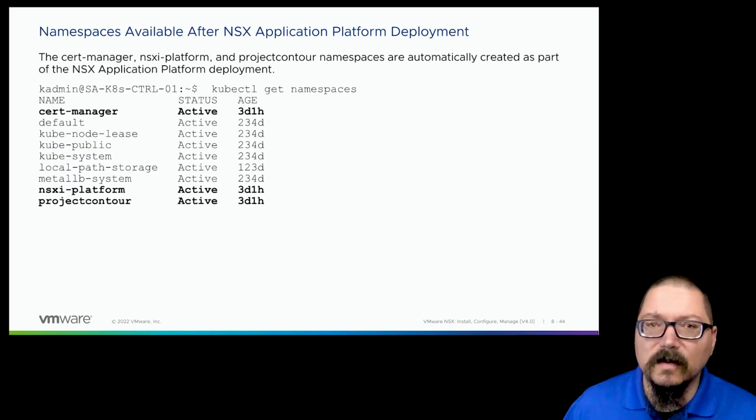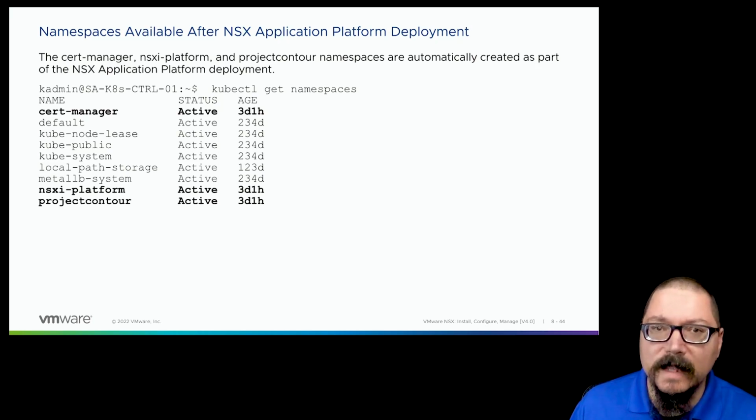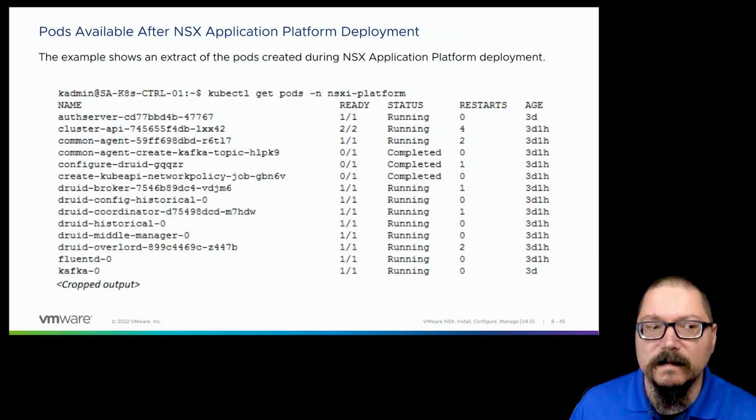And we're going to use those to do things like get all of our namespaces. So here we can see what's there. And if we look at this, we've got 3 namespaces in this namespaces list highlighted in bold: the Cert Manager, the NSX Platform, and the Project Contour namespaces. These are the 3 namespaces that Application Platform creates and in turn uses. Most of the stuff we're working with is going to live in the NSX Platform namespace.